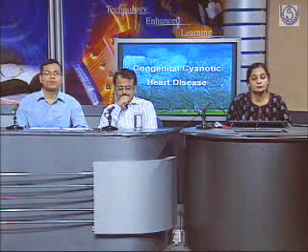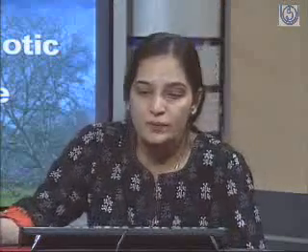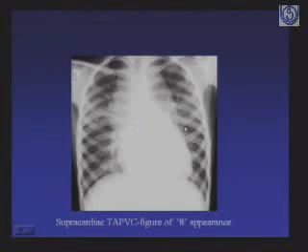With the unobstructed TAPVC, it is basically cardiomegaly and increased pulmonary blood flow, but depending on the site of drainage, we can get some classical X-rays in unobstructed TAPVC. This is an X-ray of a child with supracardiac TAPVC. Supracardiac TAPVC means all 4 pulmonary veins joining, forming a confluence and draining into the innominate vein.